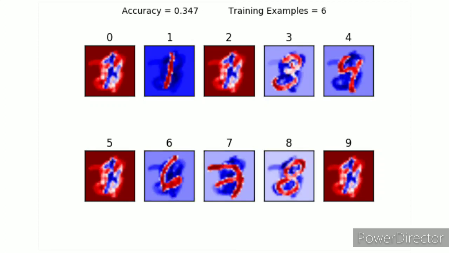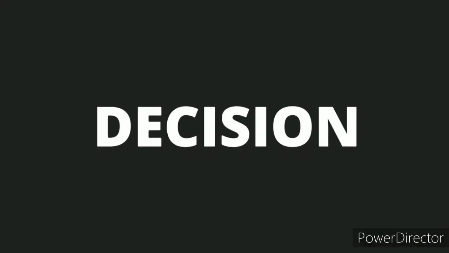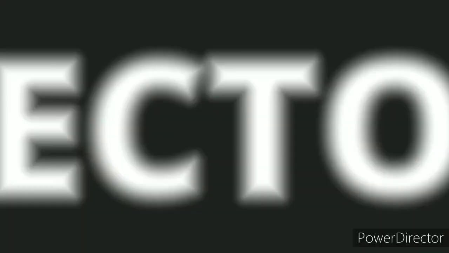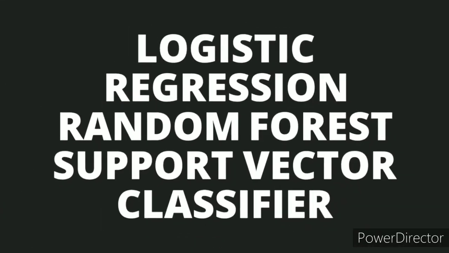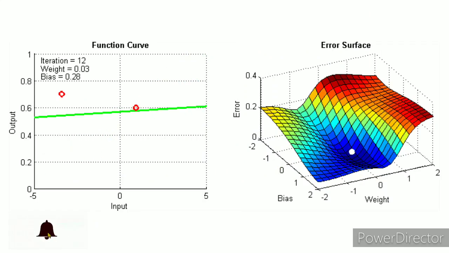Some commonly known regression models are linear regression and multiple linear regression. Commonly known classification models are decision tree, logistic regression, random forest, support vector classifier, and so on. The intention of model fitting is to minimize the error between predictions and actual labels during the learning process. An algorithm like gradient descent is used for minimizing the loss function or cost function.